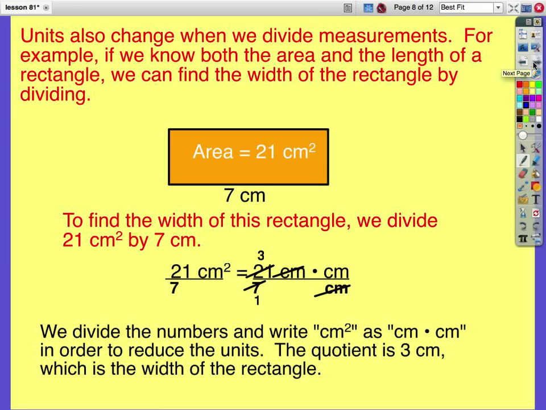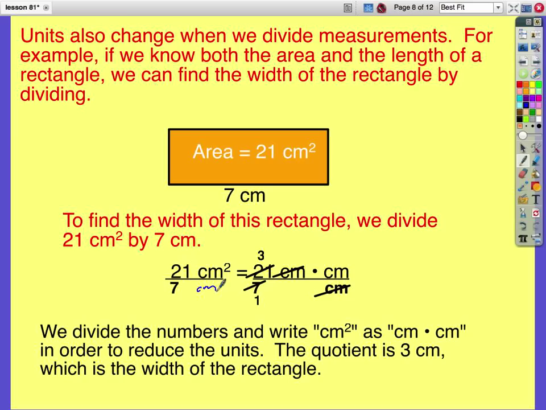Units also change when we divide measurements. For example, if we know both the area and the length of a rectangle, we can find the width of the rectangle by dividing. So if I know the area is 21 centimeters squared, and the length is 7 centimeters, I need to know what the width is. So to find the width of the rectangle, we can divide 21 centimeters squared by 7 centimeters.